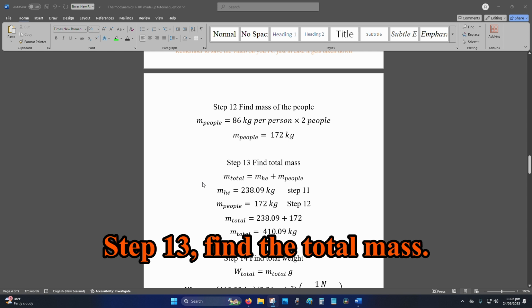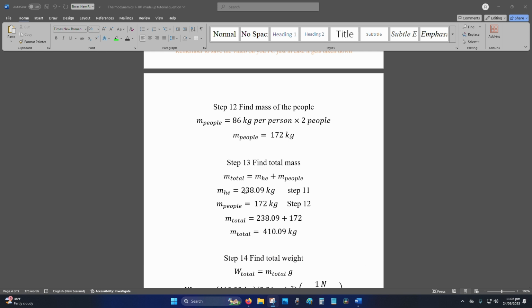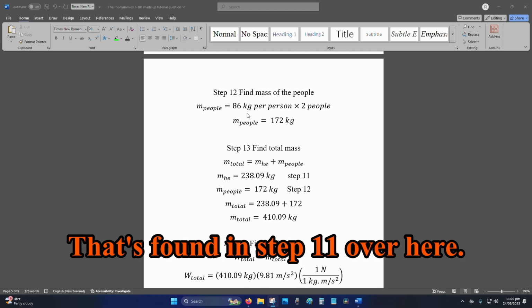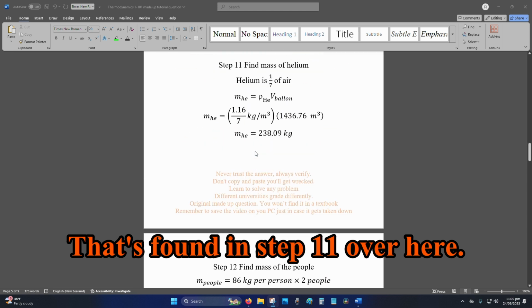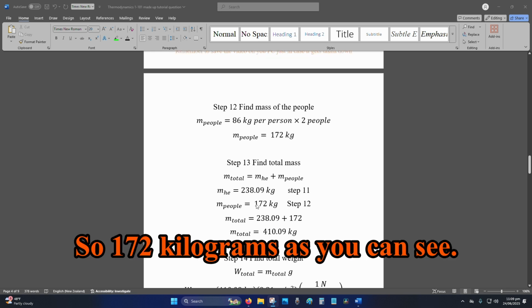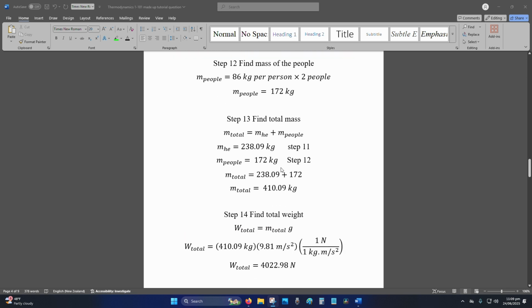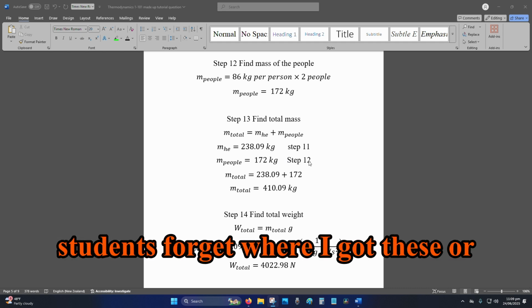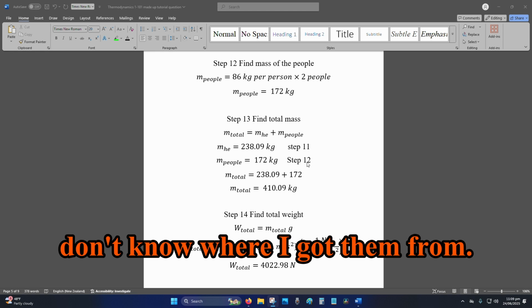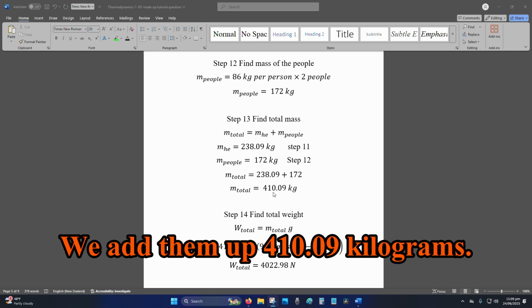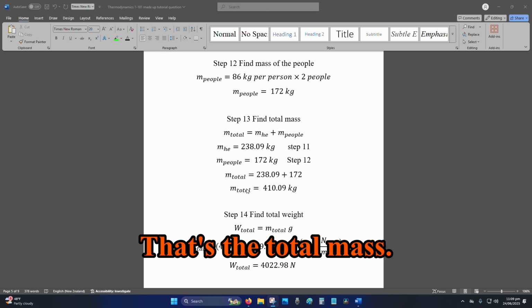Step 13, find a total mass. So we just add them together. So 238.09 kilograms. That's found in step 11 over here. And step 12 over here. So 172 kilograms, as you can see. Alright. So I put the steps there just in case students forget where I got these or don't know where I got them from. So that's where I got them from. We add them up. 410.09 kilograms. That's the total mass.